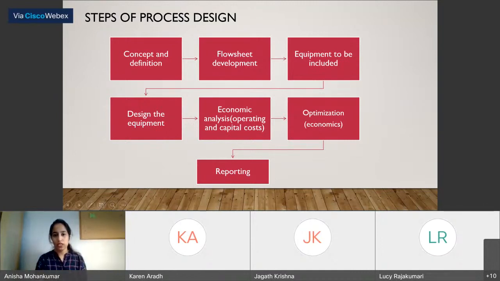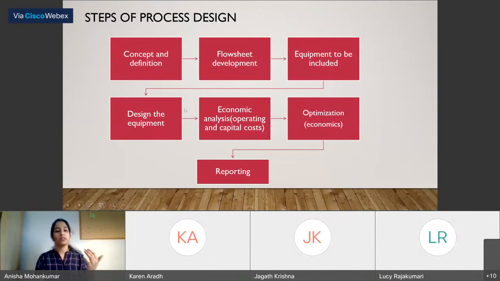We develop a flow sheet. As I told you, we need to have a complete flow chart of what we are exactly going to do, how we are going to produce it, what the end product is, what the raw material going in is, and how much material is needed for the product and all that. So the number of types of equipment to be included in the process.